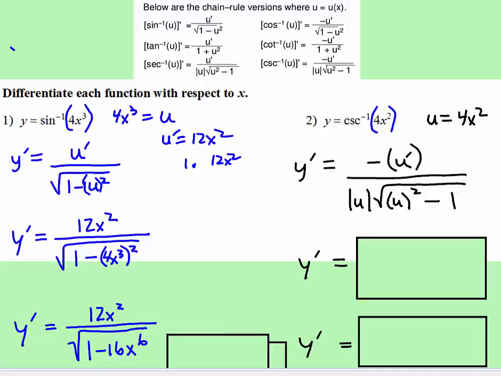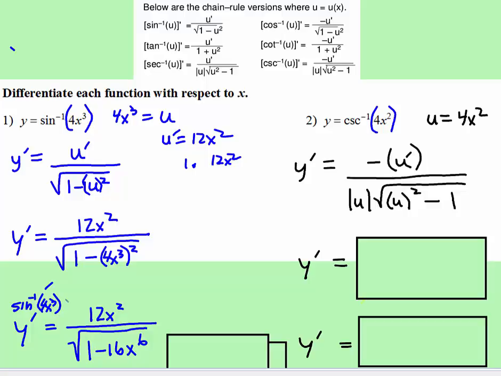So this right here, you could rewrite as inverse sine. You could write it in this notation right here, with 4x cubed, and it's the derivative of that we just did.